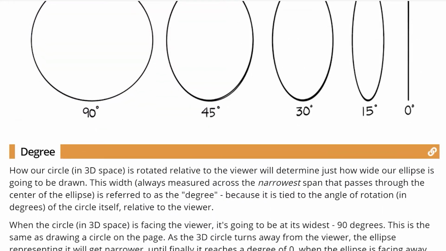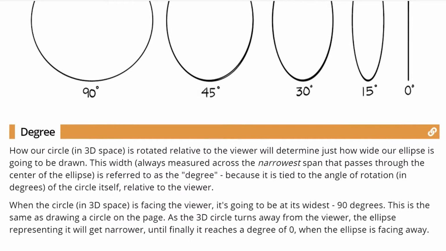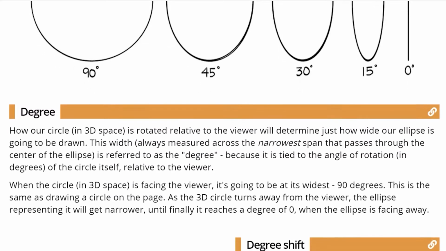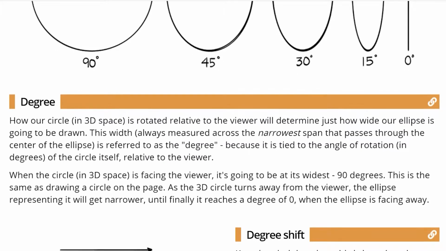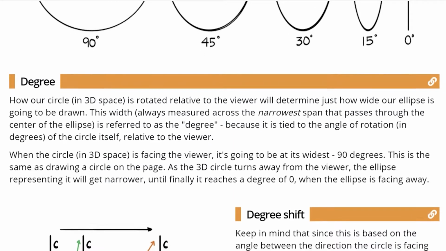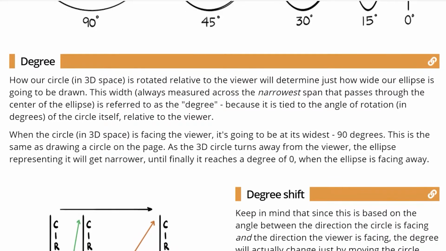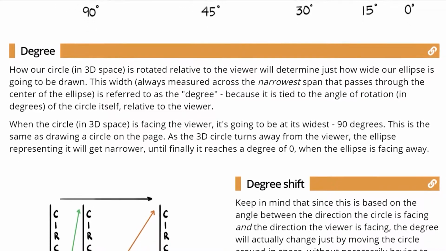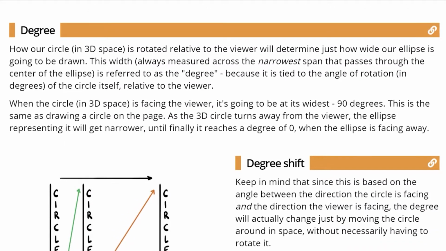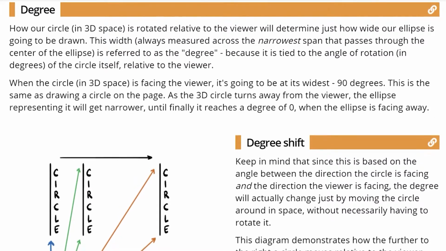Degree. How our circle in 3D space is rotated relative to the viewer will determine just how wide our ellipse is going to be drawn. This width, always measured across the narrowest span that passes through the centre of the ellipse, is referred to as the degree because it is tied to the angle of rotation in degrees of the circle itself relative to the viewer. When the circle in 3D space is facing the viewer, it's going to be at its widest, 90 degrees.